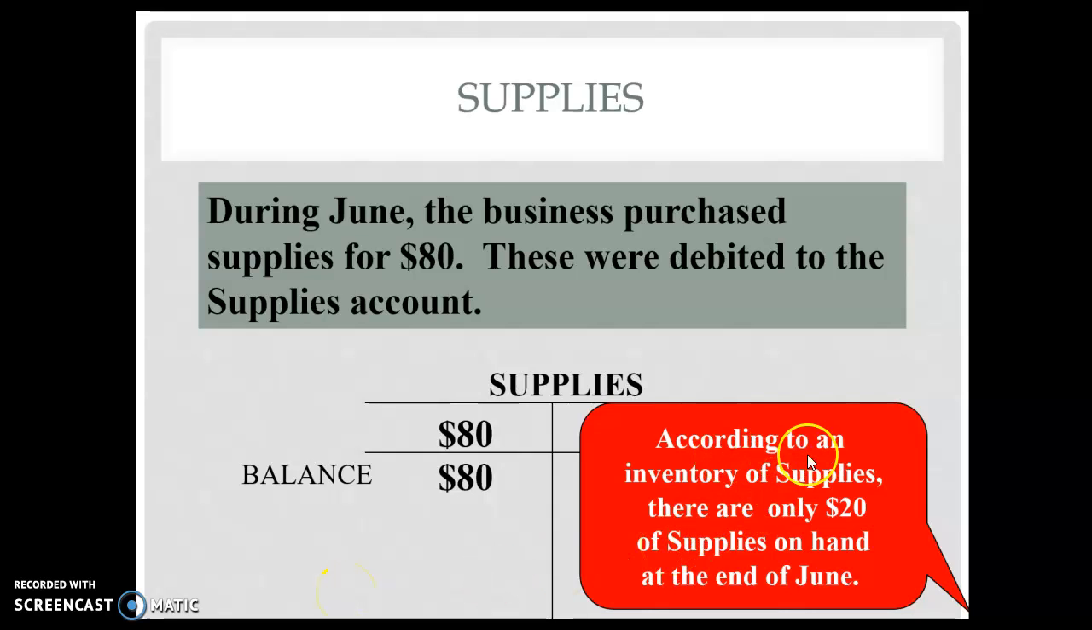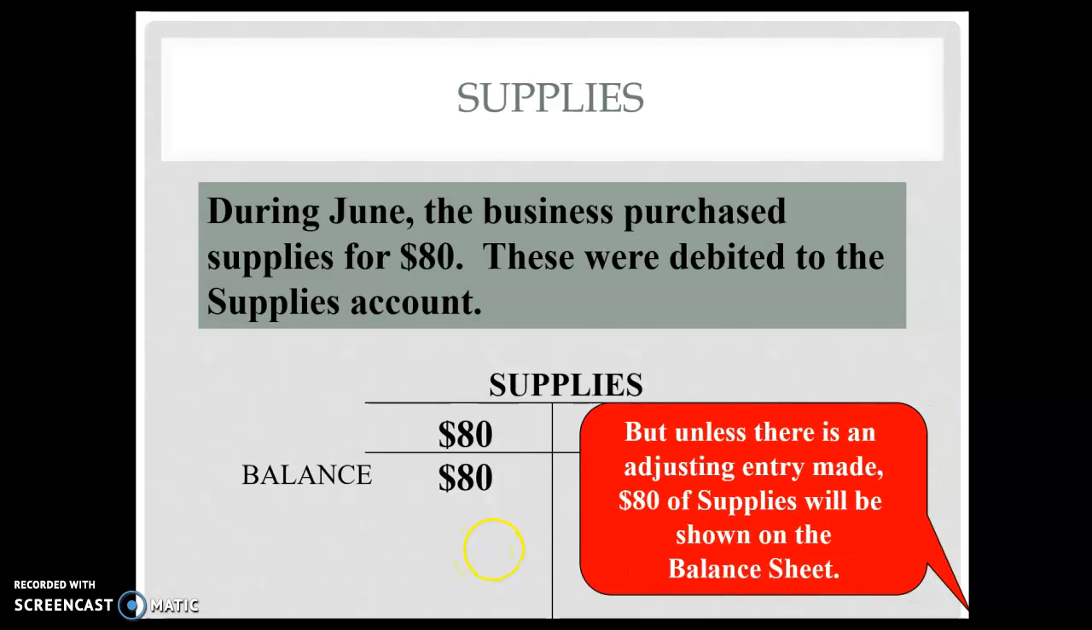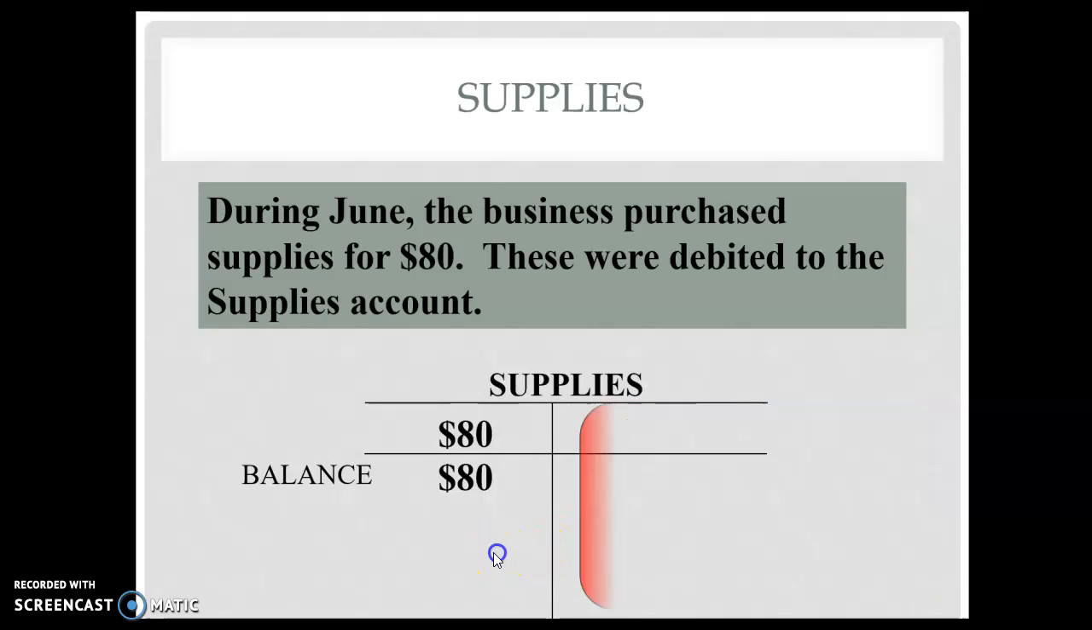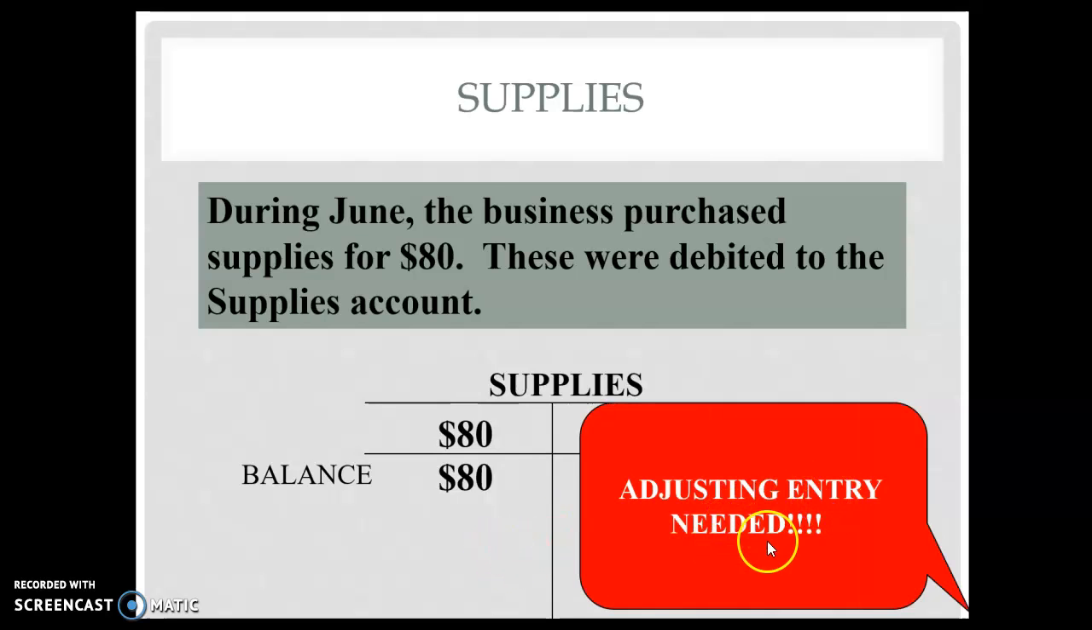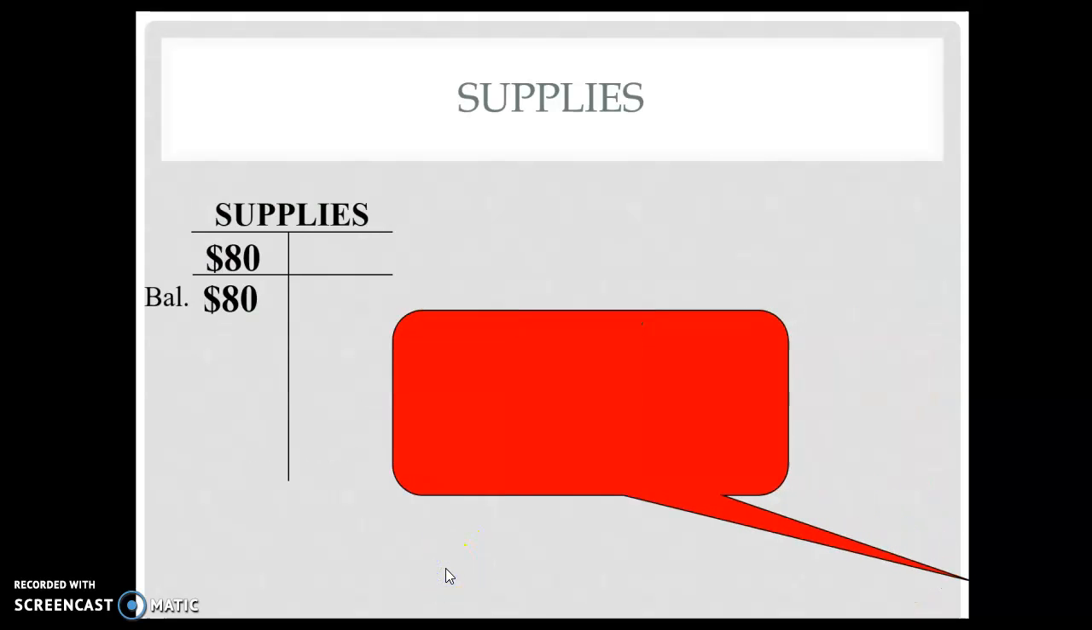But somebody went and looked in the supplies cabinet and there's only $20 left of supplies at the end of June. So obviously my books are no longer correct. I've been using up some of these supplies during the month, and now there's only $20 left on hand. So my bookkeeping needs to match reality. I need to get the part of the supplies that I used out of there, so we have to do an adjusting entry. That's what this is all about.